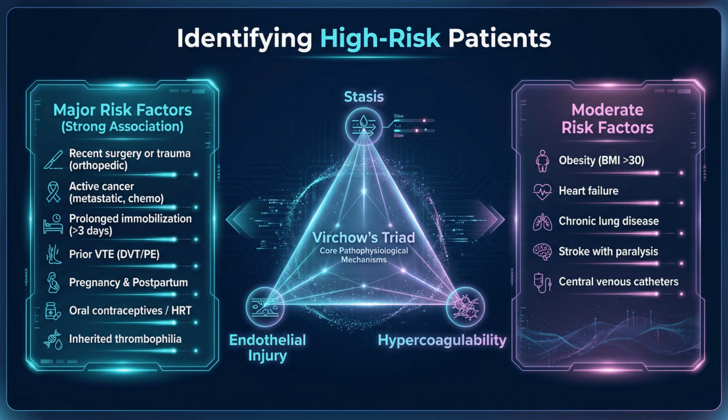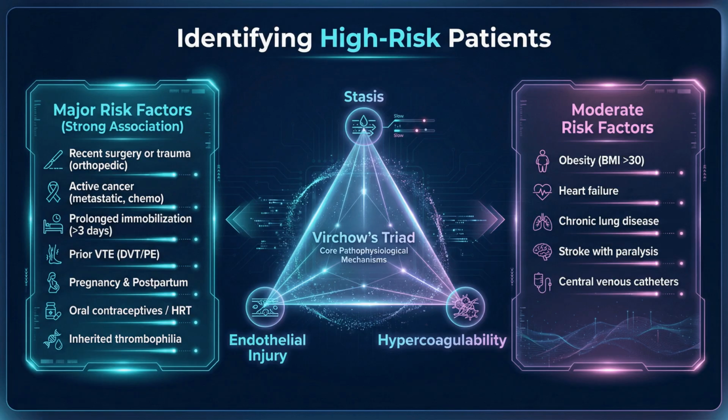Obesity, particularly a BMI over 30, contributes to venous stasis and inflammation. Heart failure and chronic lung disease cause circulatory compromise and hypoxia, which can promote clotting. Patients with stroke and paralysis have immobility and vascular changes that increase risk. Finally, central venous catheters can cause local endothelial injury and act as a nidus for clot formation.